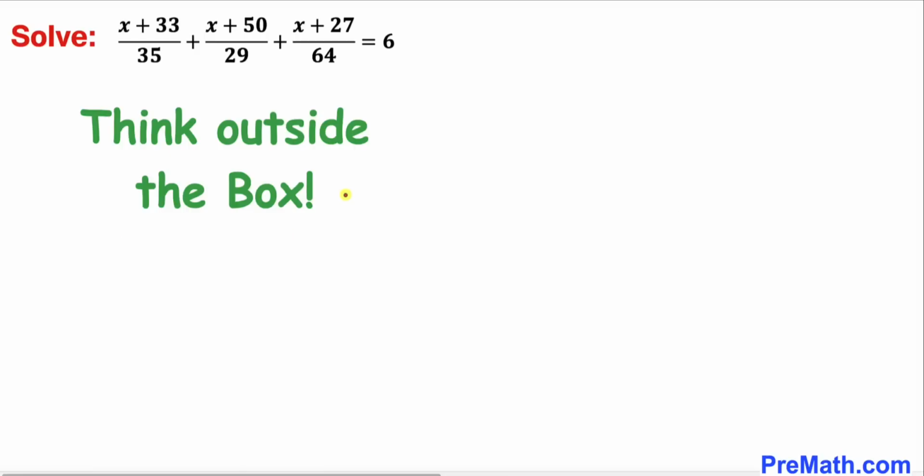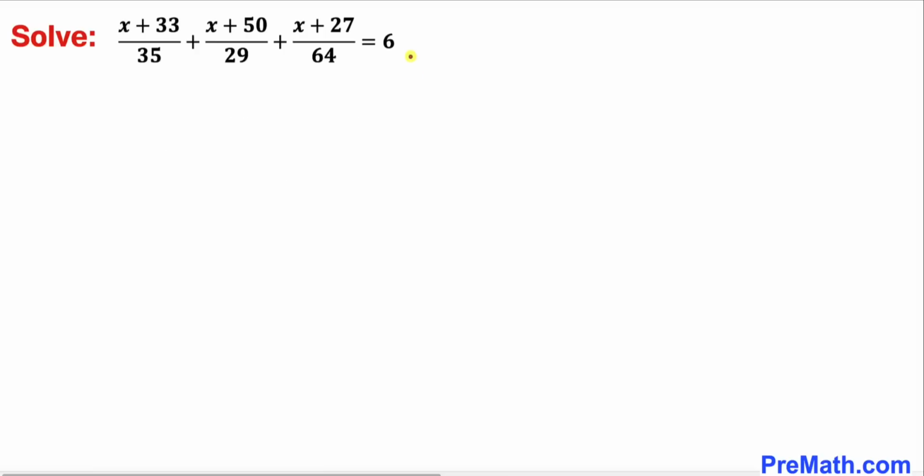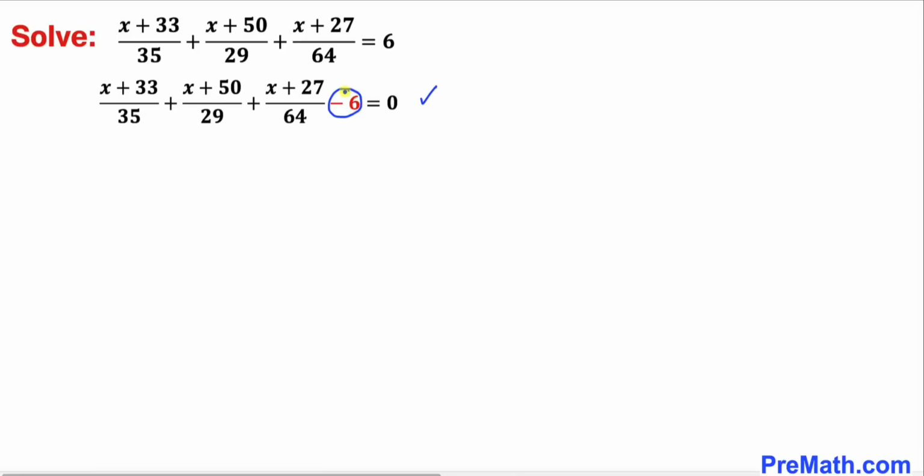As this problem appears to be very tricky, we have to be very creative. So therefore, we are going to think outside the box. Now let's go ahead and move this 6 to the left hand side. As you can see in this next step, this 6 has become negative 6 once we move it to the left hand side.